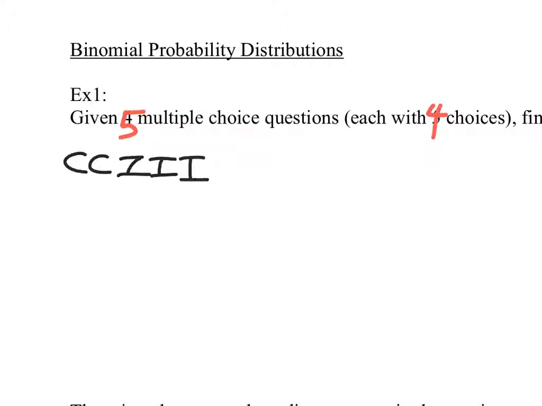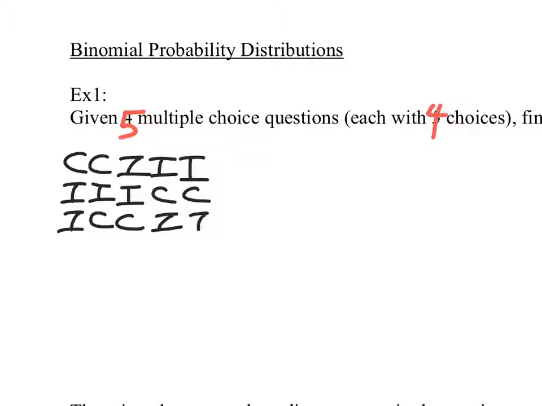That's one way it could happen. Maybe I got off to a bad start and my first 3 were incorrect, but then the last 2 were correct. Maybe it was just the first one that was incorrect, then I had a little streak where I got a couple right, and then the last 2 were incorrect. Maybe the first 2 were wrong, then I got a couple correct, and then I got the last one wrong.